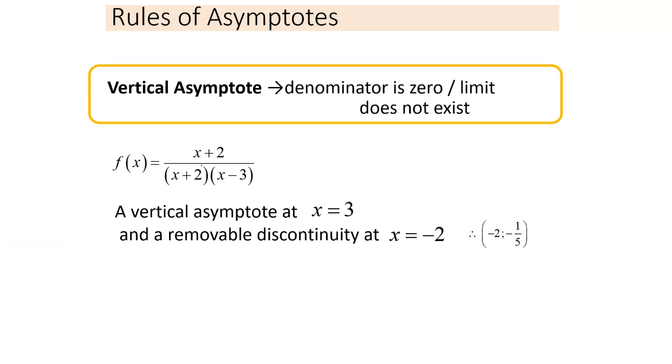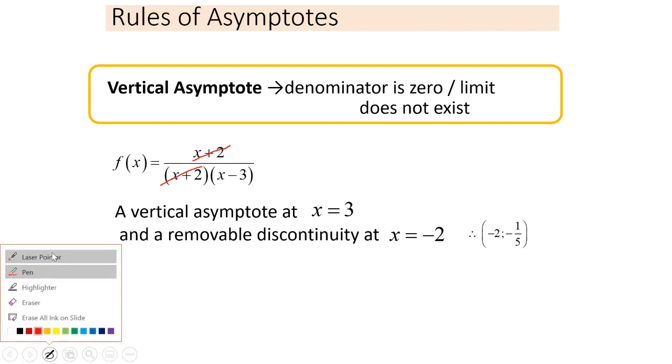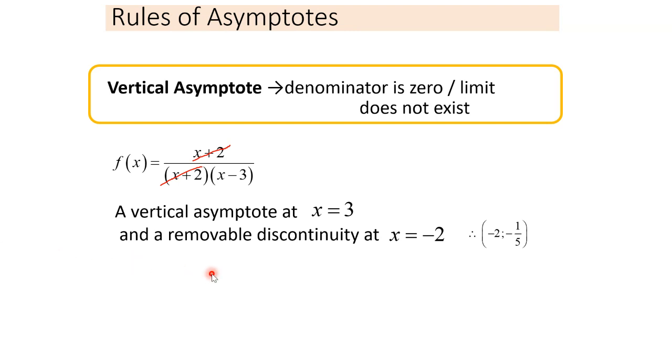And if I want to work out the coordinates of the hole at x equals minus 2, if you look at it once I've cancelled that, I can then substitute minus 2 into x's place, and I'd end up with negative 1 over 5. So if there's a removable discontinuity, it's because you could get rid of the denominator factor. All right, horizontal asymptotes.